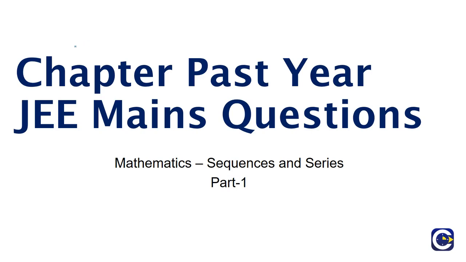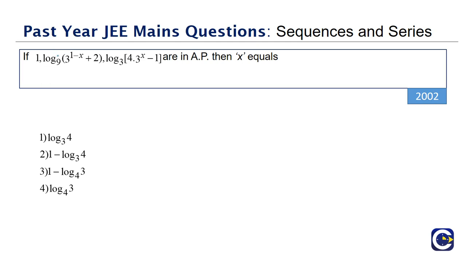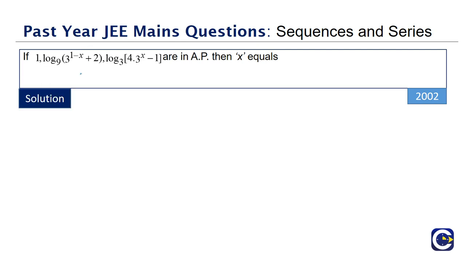So the first question for this video is, if 1, log base 3 of 3^(1-x) + 2 and log base 9 of (4·3^x - 1) are in AP, then x is equal to. So the options are log 4 base 3, 1 minus log 4 base 3, 1 minus log 3 base 4 and log 3 base 4. So how will we do this sum?